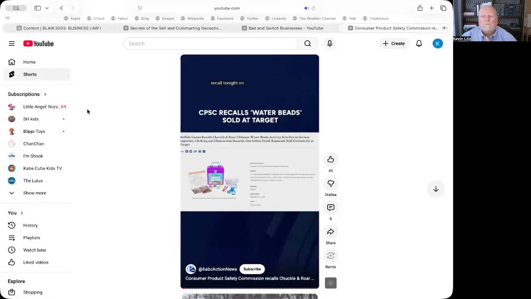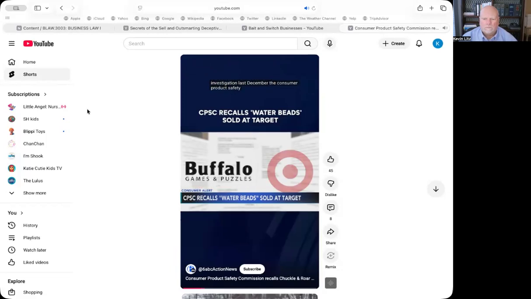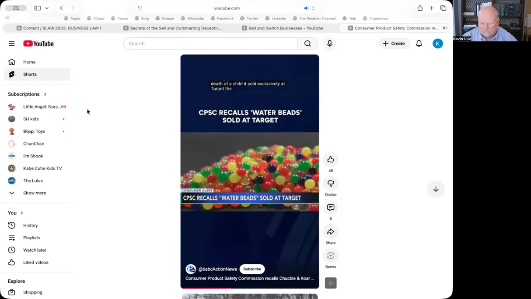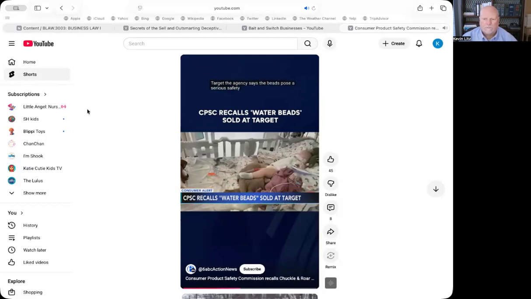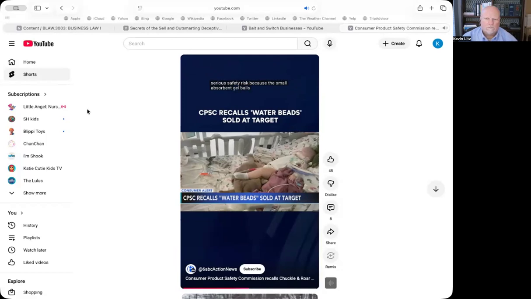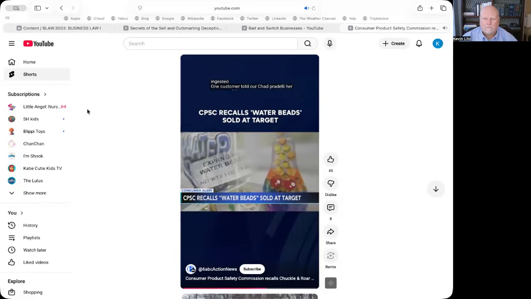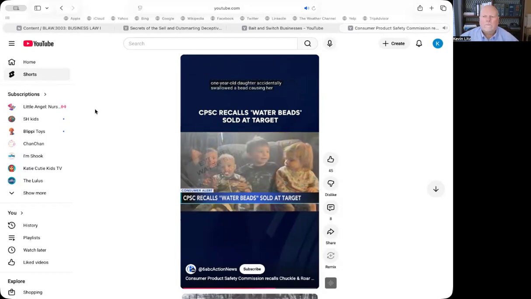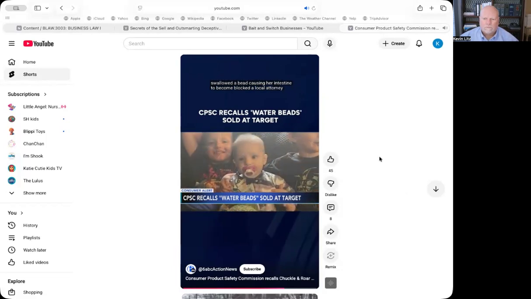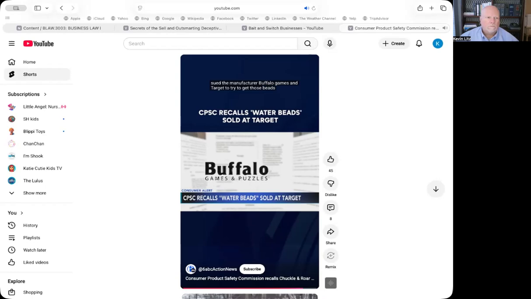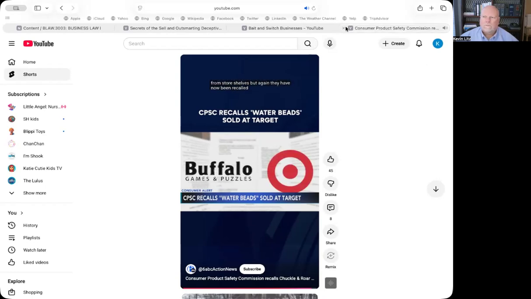A recall tonight on a popular toy that was the subject of an Action News investigation last December. The Consumer Product Safety Commission has pulled Chuckle and Roar Ultimate Water Beads Activity Kit from the shelves after the death of a child. It's sold exclusively at Target. The agency says the beads pose a serious safety risk because the small absorbent gel balls can expand when ingested. One customer told our Chad Pradelli her 1-year-old daughter accidentally swallowed a bead, causing her intestine to become blocked. A local attorney had sued the manufacturer, Buffalo Games, and Target to try to get those beads pulled from store shelves. But again, they have now been recalled as of tonight.